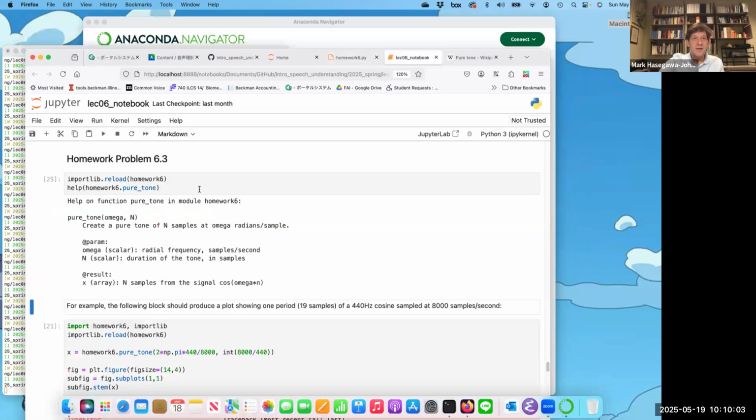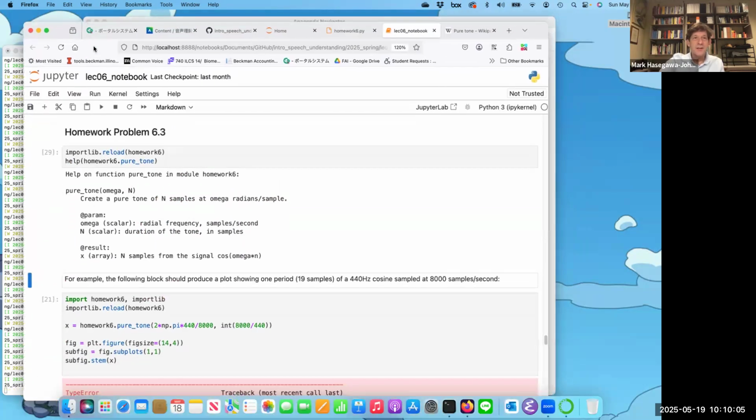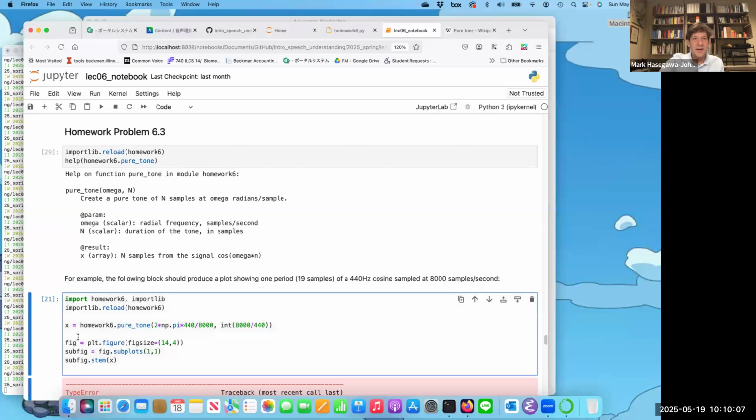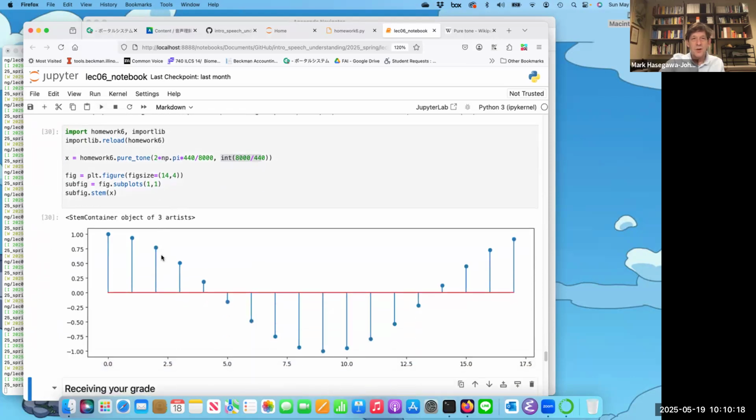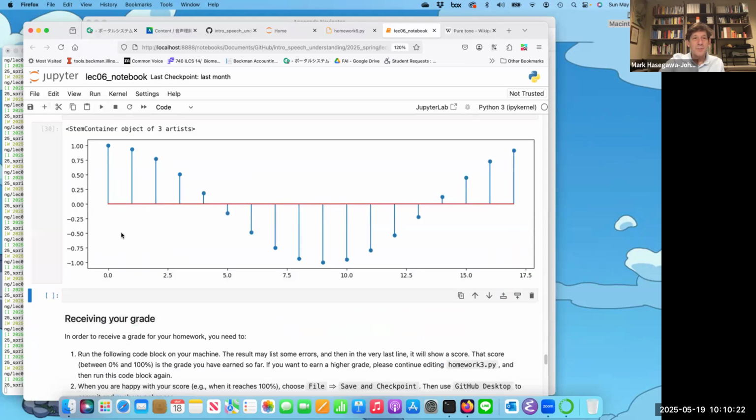So let me see. If I've done that correctly, then I should be able to plot it and also play it back. So here I'm going to plot a figure which has that stem plot at 440 samples per second, and it will be 1/440th of a second. So if I plot it, it looks like this.